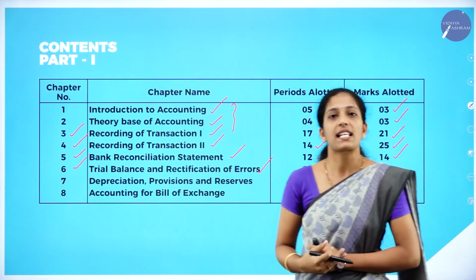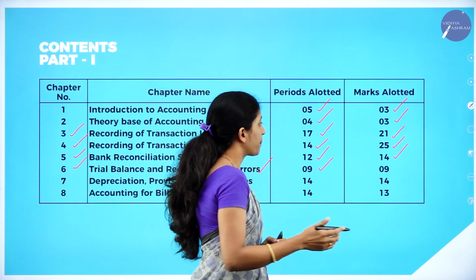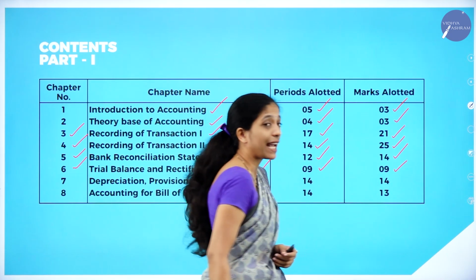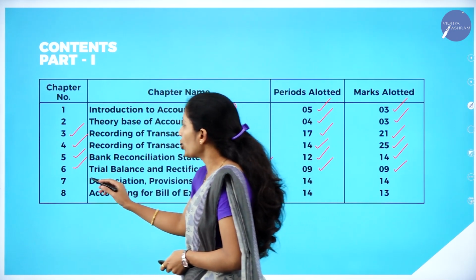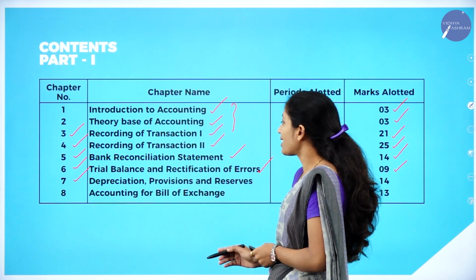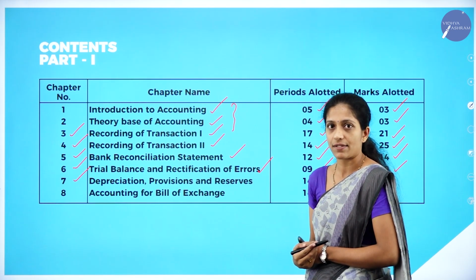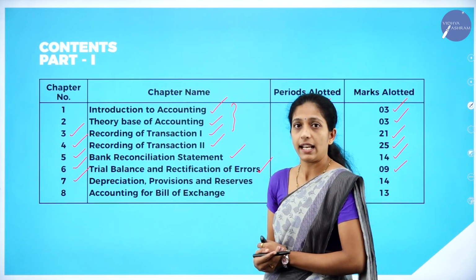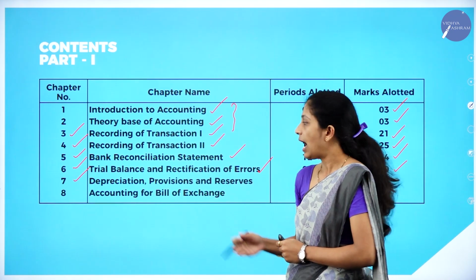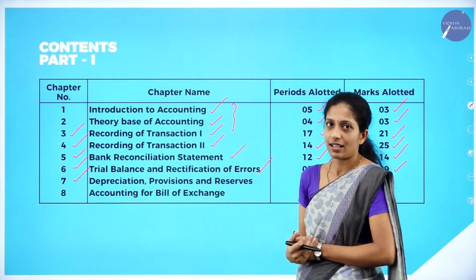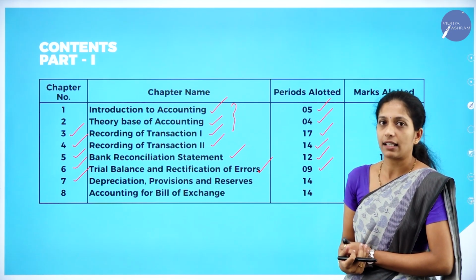And let us see what is the marks allotted from this chapter, that is 9 marks. So you can expect 9 marks from this 6th chapter. Now moving on to the 7th chapter, depreciation, provisions and reserves. So we shall discuss in detail in our upcoming session what depreciation is all about and what the provisions and reserves are. So how to calculate the depreciation.